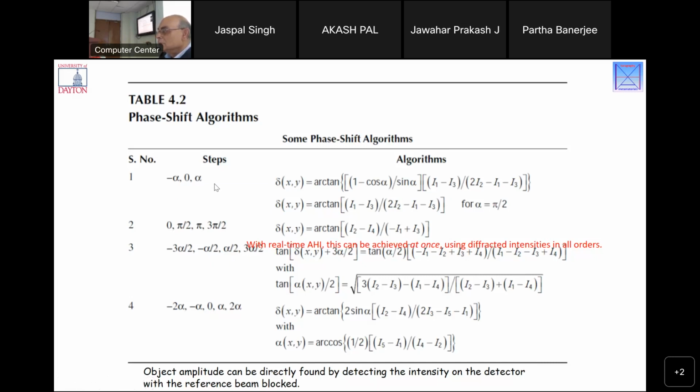Is the 3 pi by 2 equivalent to minus pi by 2? Yeah, the same. Because it's 2 pi. 2 pi minus 3 pi over 2 is minus pi over 2.